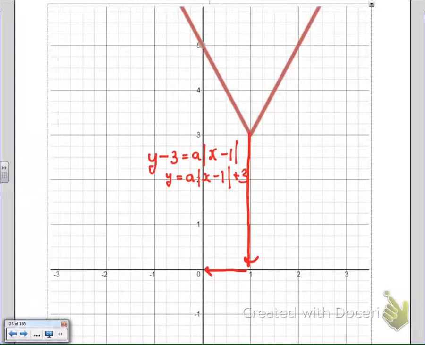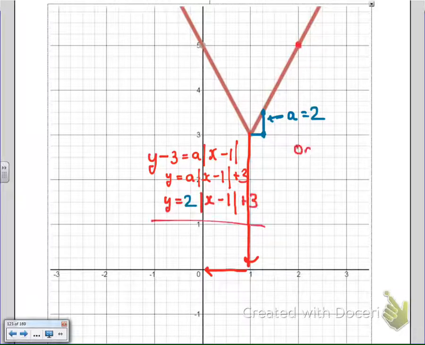Now in order to do so, I just start at the vertex and I walk over 1. Then I just have to walk up or down to wherever the graph is, and however far up I go, in this case it was 2, well, that's your a value. So you substitute that into the equation as shown, and that will be the function equation.